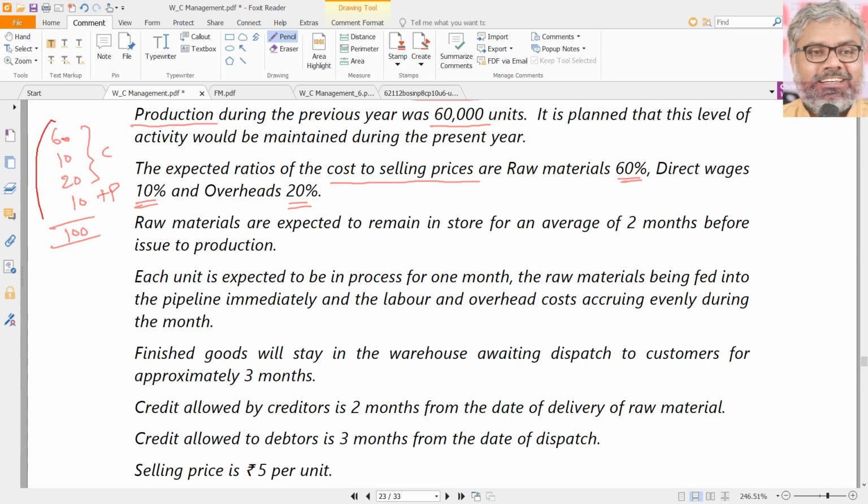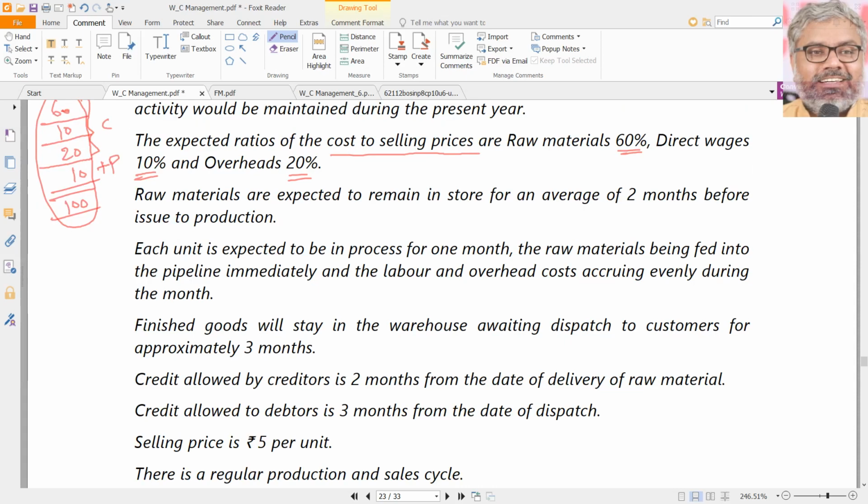This is profit. Cost plus profit is selling price. So the breakup of various items within the selling price are given. 60% raw material cost, 10% labor cost, 20% overheads cost, 10% profit is the percentages wise that is given. For that purpose, since the question has given here, selling price is 5 rupees per unit. Straight away we can take it how this 5 rupees is to be split.